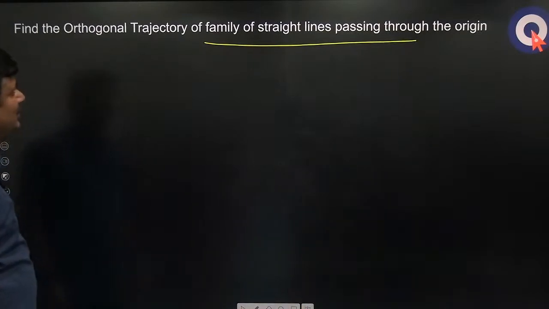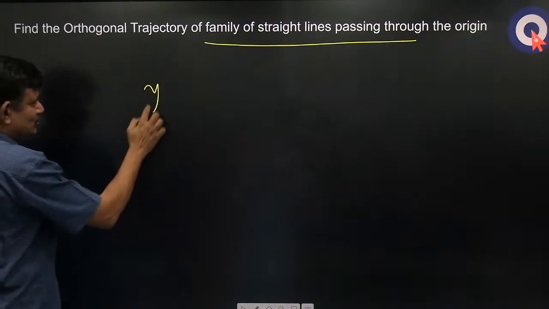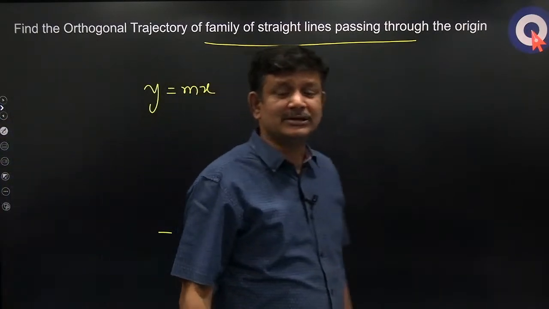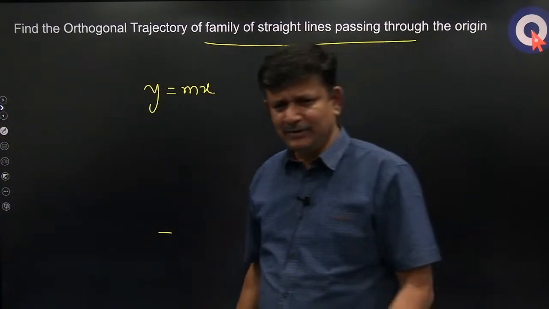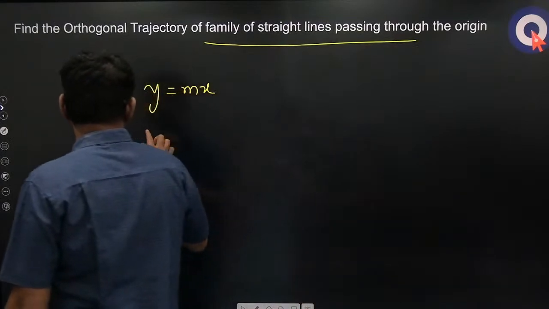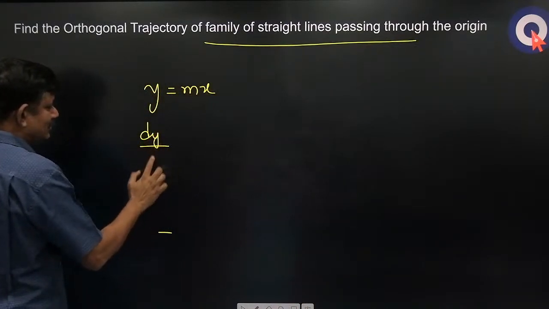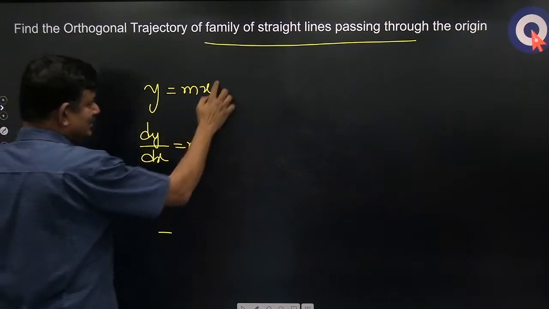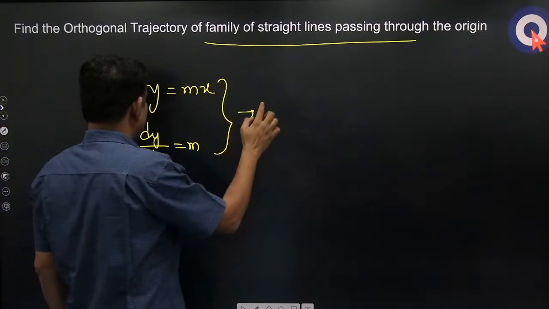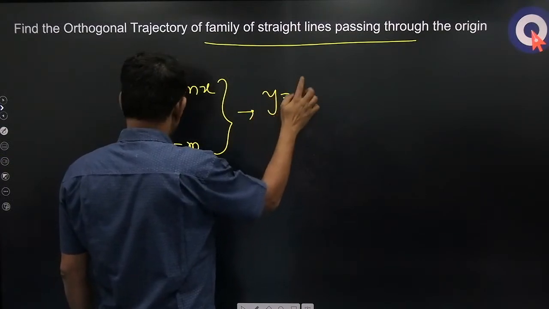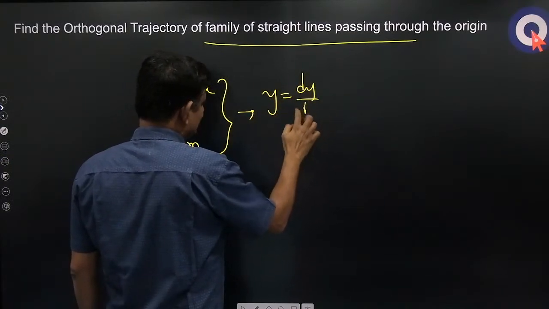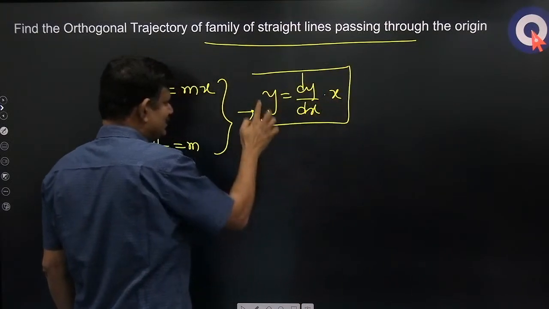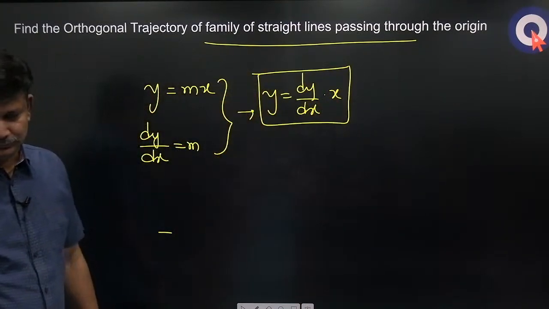Find the orthogonal trajectory of the family of lines passing through the origin. Family of lines passing through the origin, how will they be? y is equal to mx. Very first question we did. What is the differential equation? dy by dx is equal to m. Replace m by dy by dx. Put together, your differential equation will be y is equal to dy by dx into x. This is the differential equation of your curve.